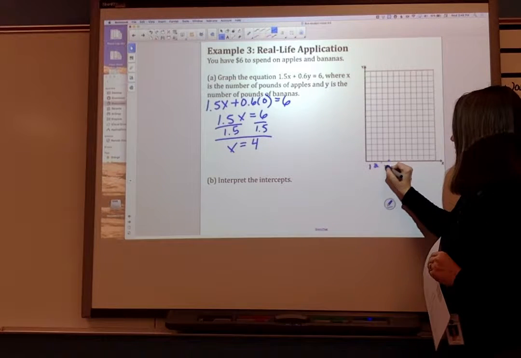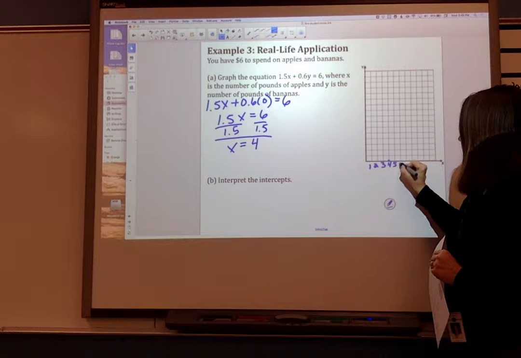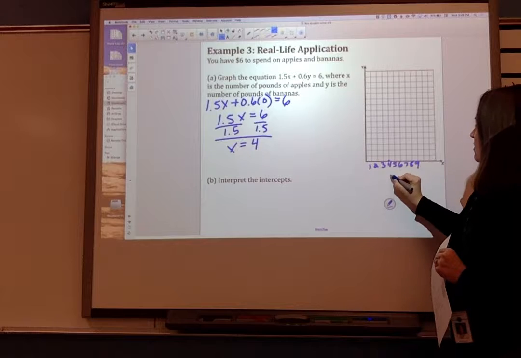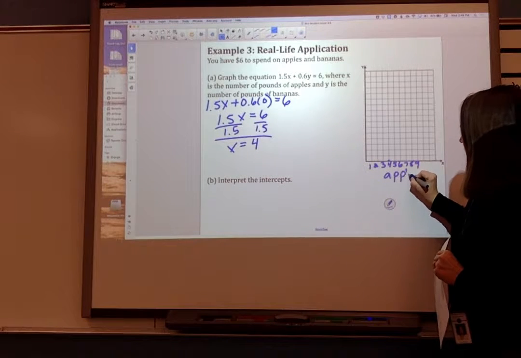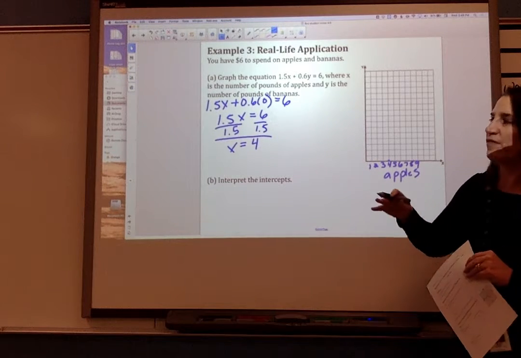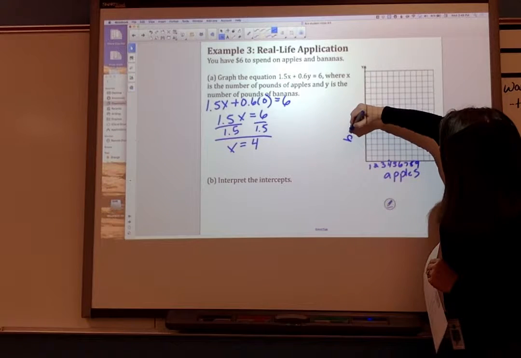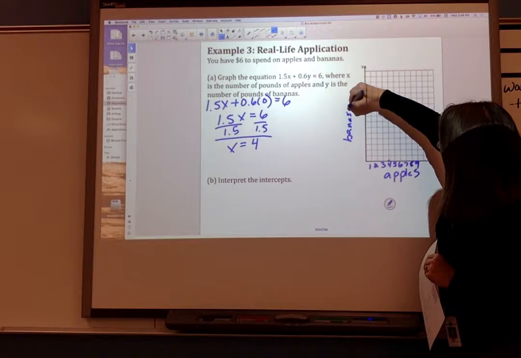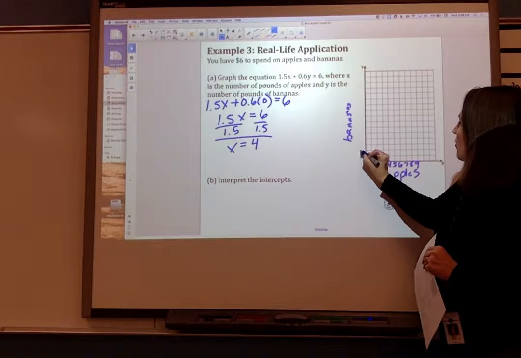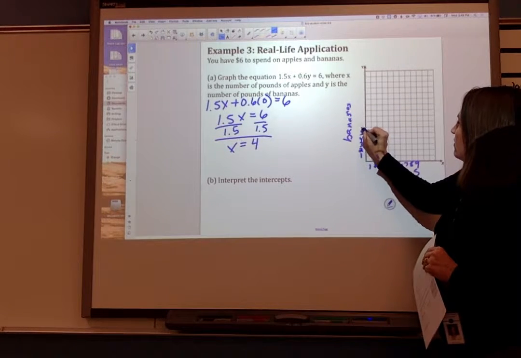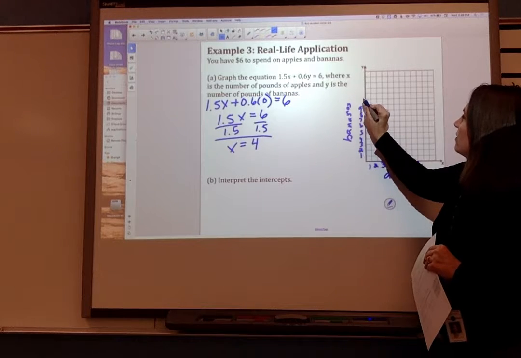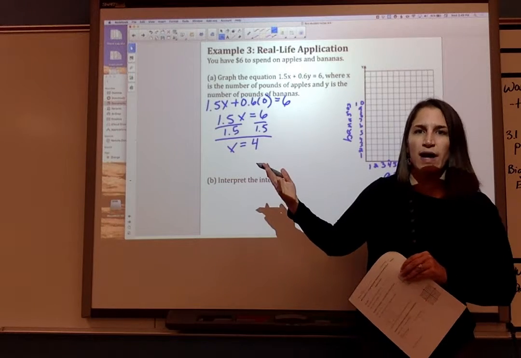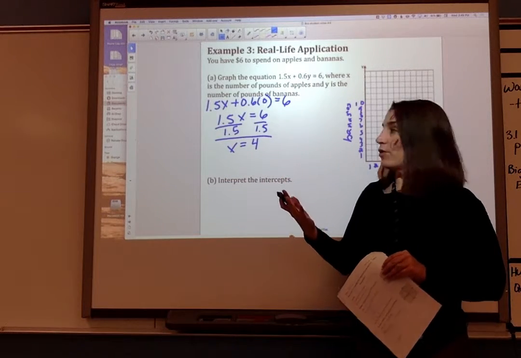We should go ahead and label our axis here. So we know that x is the pounds of apples. So let's go ahead and put that on there. Okay, and then before we find our y-intercept, let's go ahead and label our y-axis bananas. Okay, and then we'll number it 1, 2, 3, 4, 5, 6, 7, 8, 9, 10. Okay, and then let's go ahead and find that y-intercept as well by substituting 0 for x.